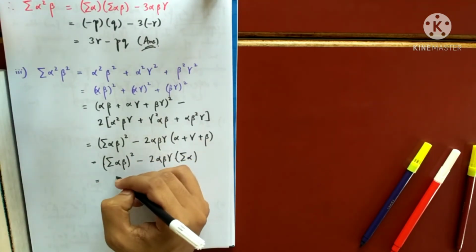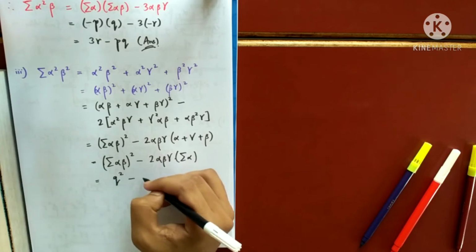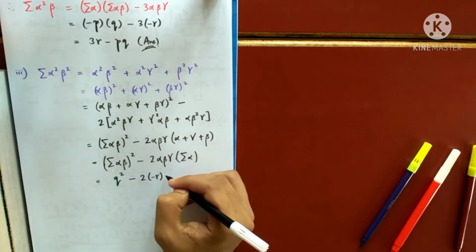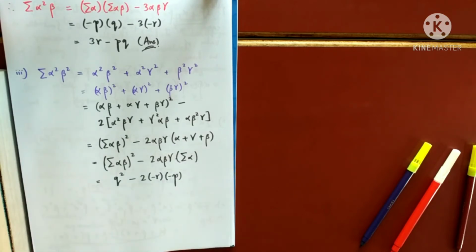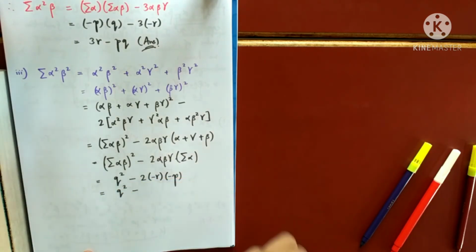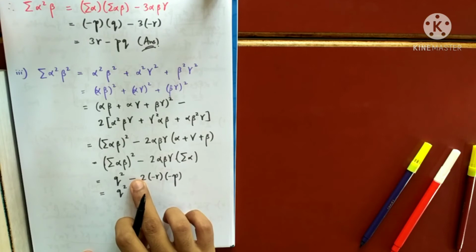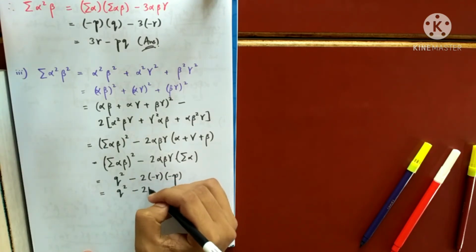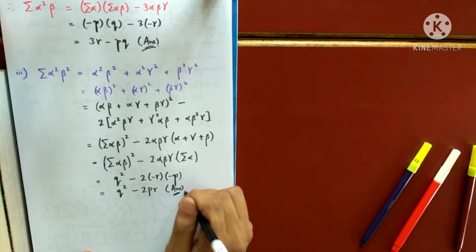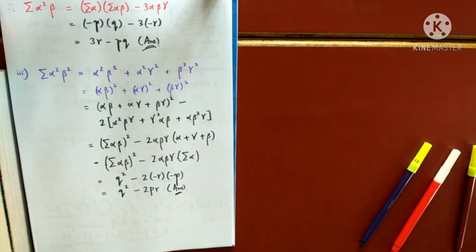What is summation alpha beta? It was q, so this is q square minus 2. What is alpha into beta into gamma? It is minus r. And what is summation alpha? It is minus p, right? So what I'm getting my answer to be, yes, I got it correctly: q square minus, plus, where this minus remains, 2pr. And this is my answer to this symmetric function of roots.